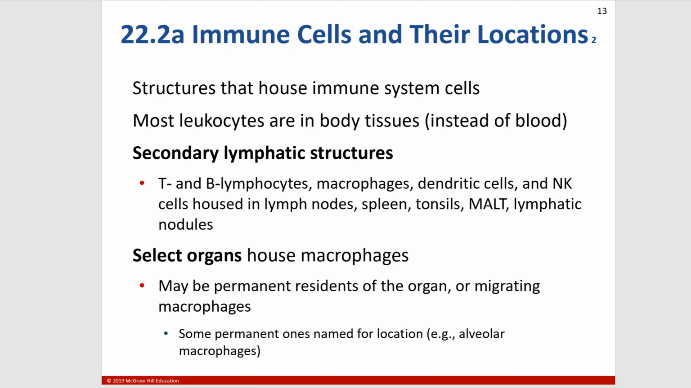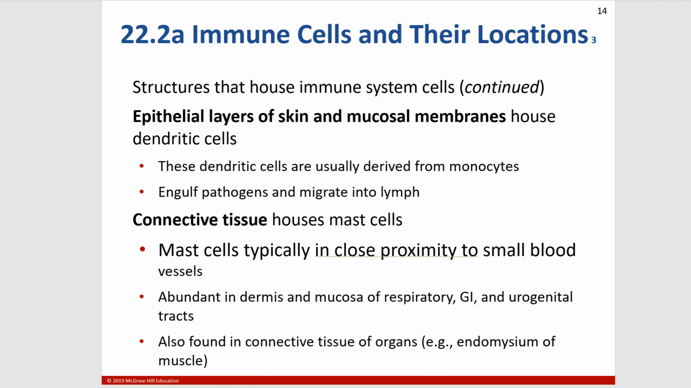So again, like I said, select organs house macrophages. Some organs, some tissues, some systems have their own macrophages that cruise around, like the microglia in the neuroglia of the nervous system, right? And there are other ones that we'll look at too as we go. The lungs do. They kind of just cruise around the lungs. Alveolar macrophages, like that.